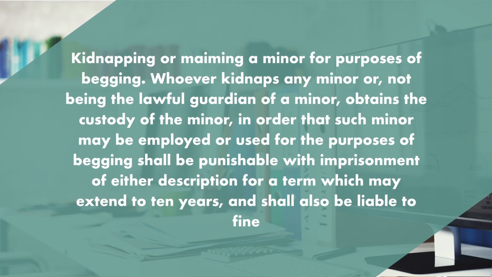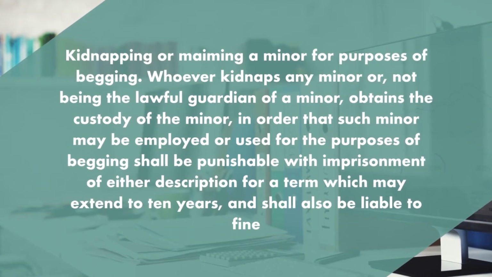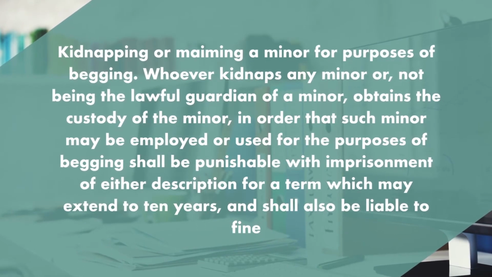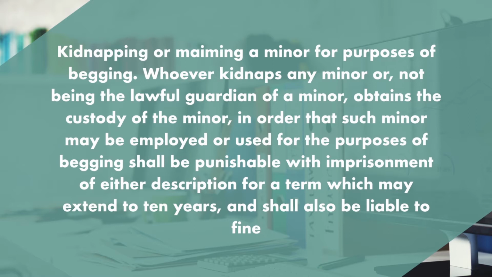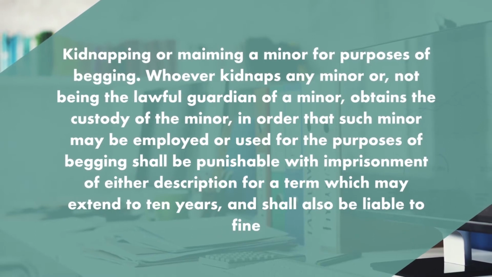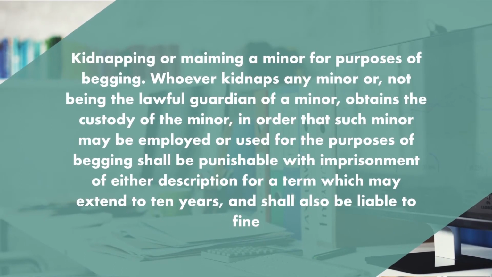363A talks about kidnapping or maiming a minor for the purposes of begging. We have said that trafficking is for begging also. So, whoever kidnaps any minor or not being the lawful guardian of a minor obtains the custody of the minor in order that such minor may be employed or used for the purposes of begging shall be punishable with imprisonment of either description for a term which may extend to 10 years, and shall also be liable to fine. A very important section. So please do not give alms on the road to anybody.